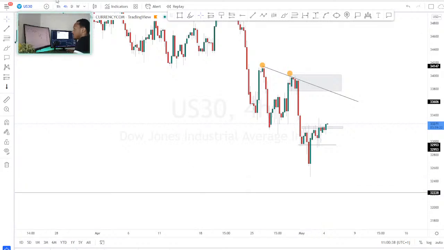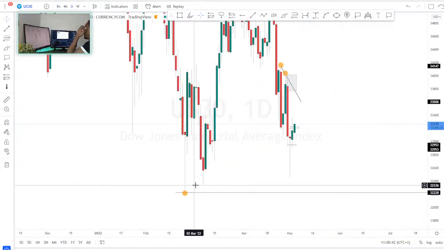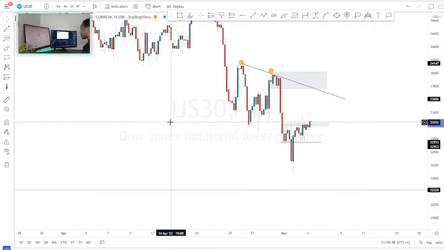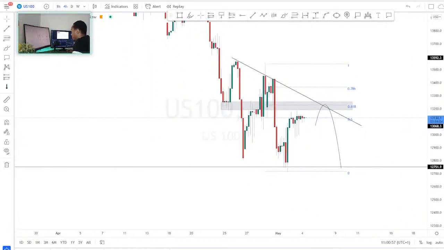But yeah, I'm still looking for these lows on US30 to get taken out. So see, will we retrace and take that level out, or we head back reverse. But that is my buys for US30 and US100. So we'll see how they get going.